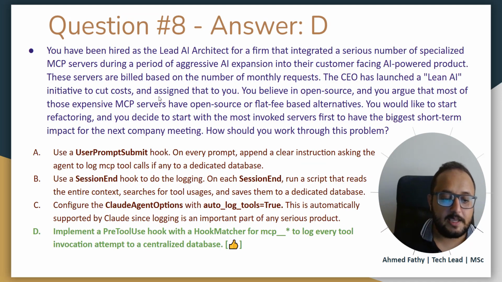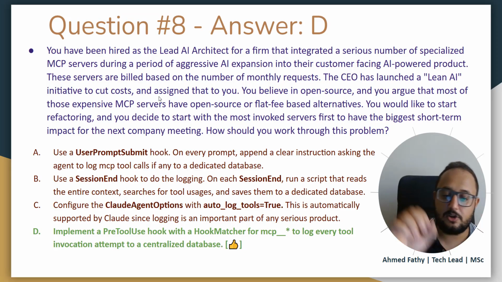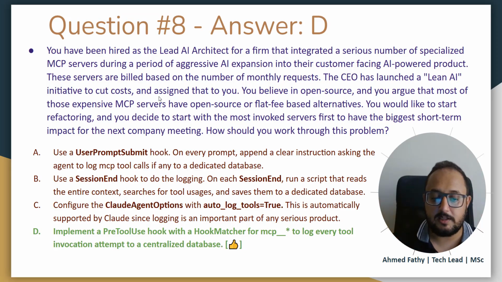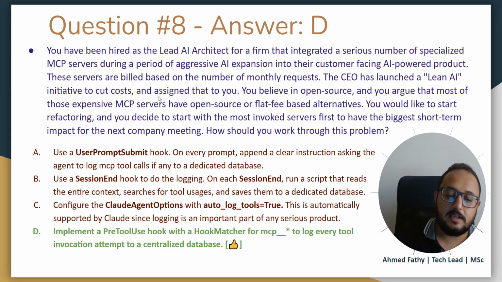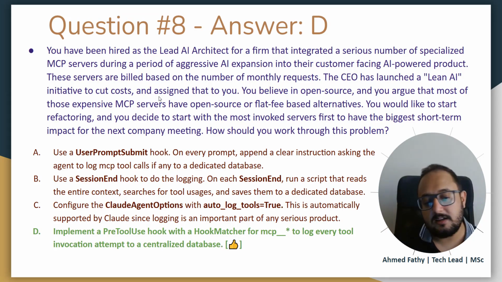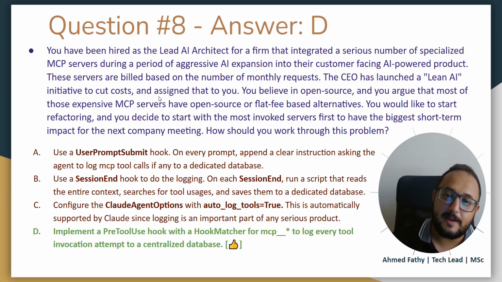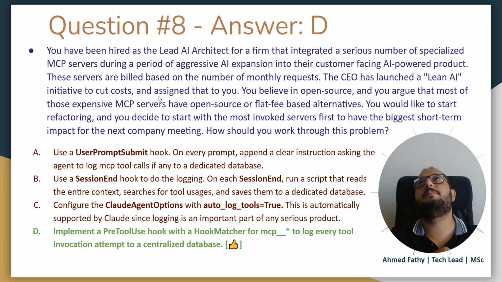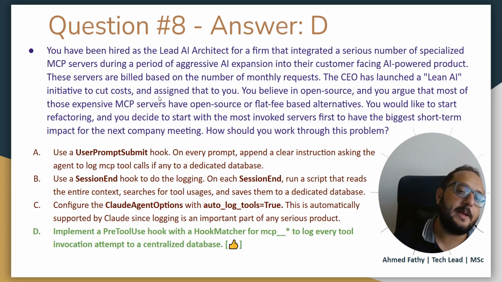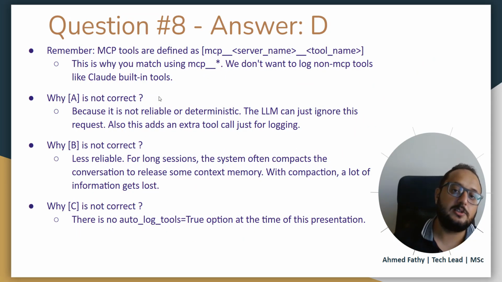Why is B incorrect? B says use a session end hook to do the logging. On each session end event, run a script that reads the entire context, searches for tool usage, and saves them to a dedicated database. This is not correct because it is an anti-pattern, and also because you could have compaction happening, right? Your session can be very, very long, and then compaction could happen multiple times, and with compaction, you can lose track of which tools were called, so it is not reliable enough.